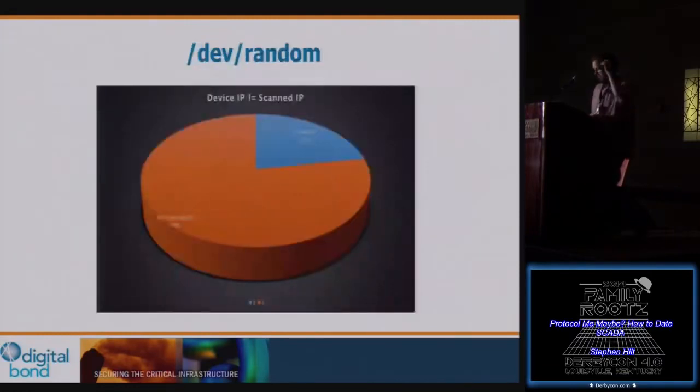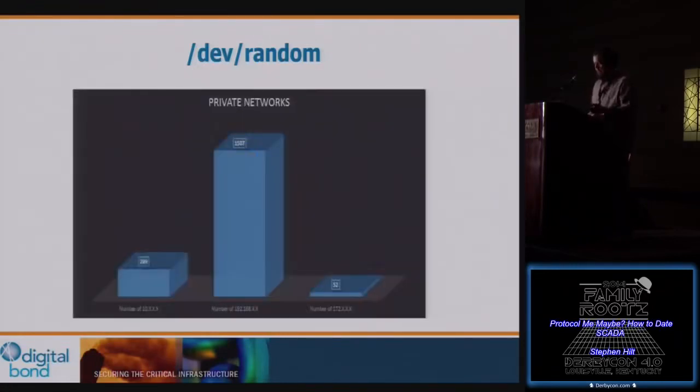So then we decided, out of random information that I like to gather, to check how many of those devices had an IP address that was the scanned IP address. Surprisingly, 78% of the devices currently in Shodan have a private address configured as that device IP. And the most common one is a 192.168 address.